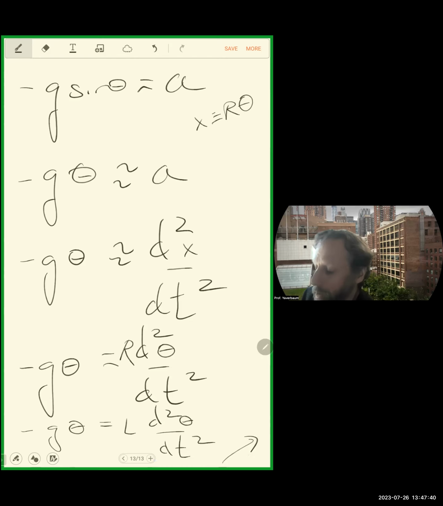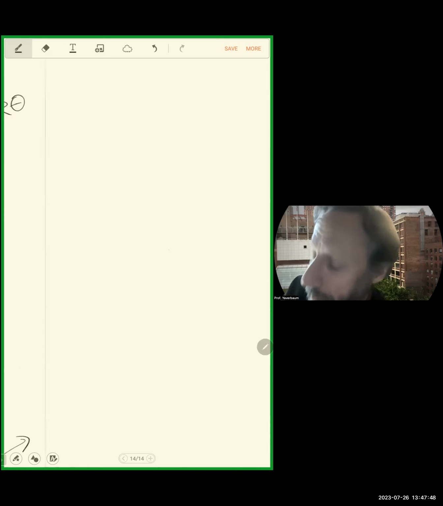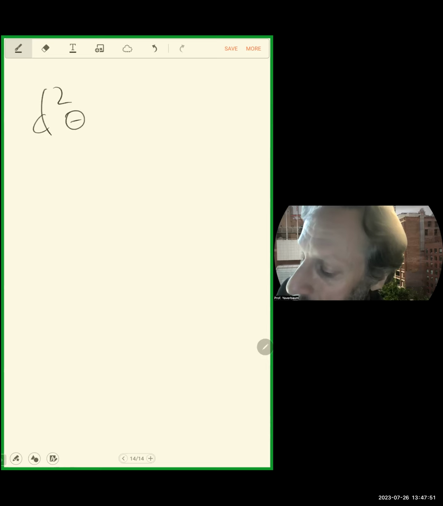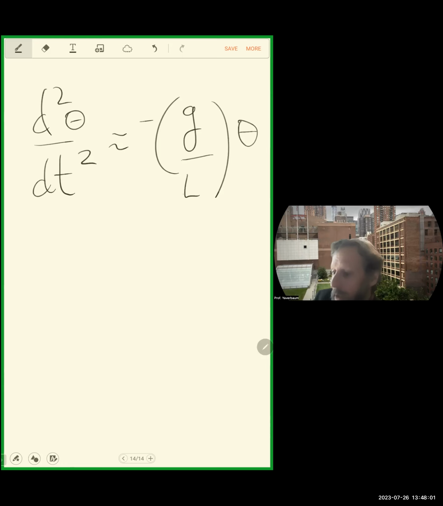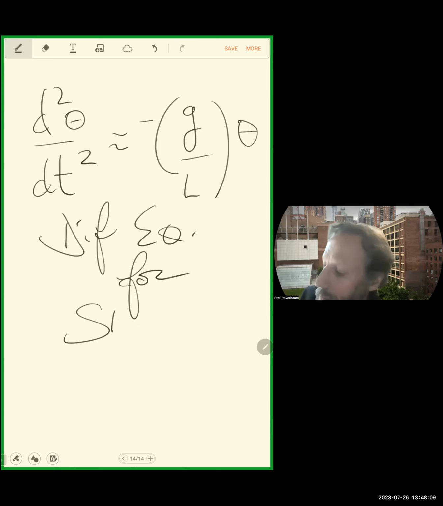So going to the next page, this is all approximate, but the smaller the angle is, the more this is true. So on the last page, what we have is this. And that is our differential equation for simple harmonic oscillation. And what that shows is that omega squared equals G over L.